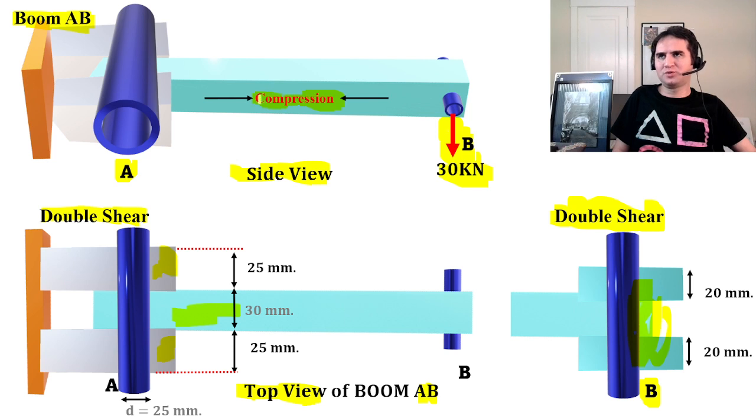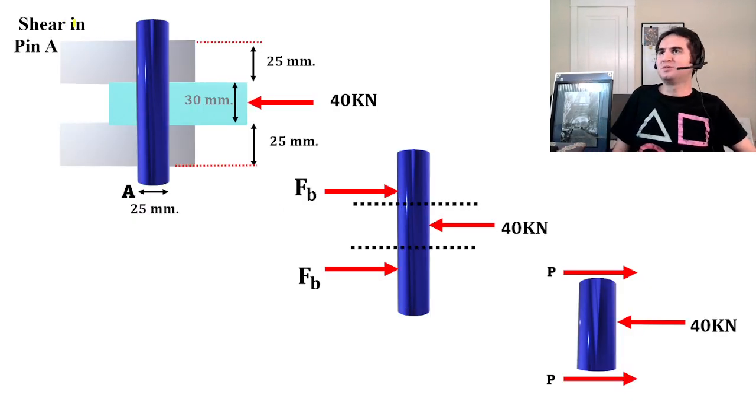Yet we know the force in boom AB is a compressive force. So let's attempt the shear in pin A, for example, here. This is pin A with a diameter of 25 millimeters. And we know the dimension, and that's a 40 compressive force.